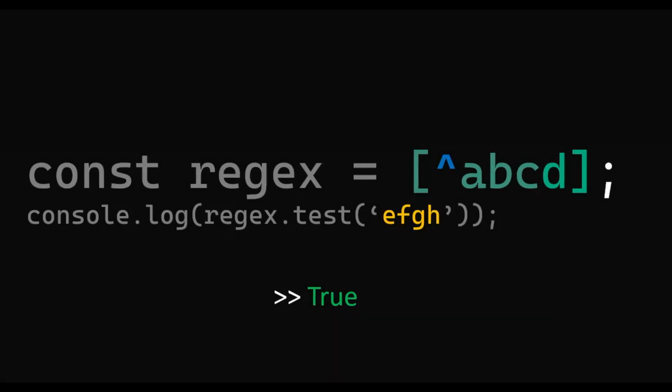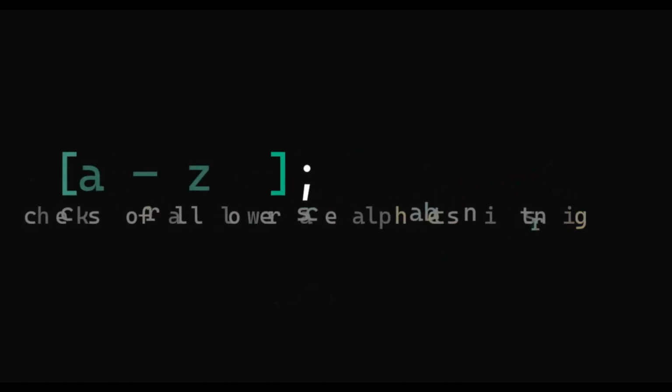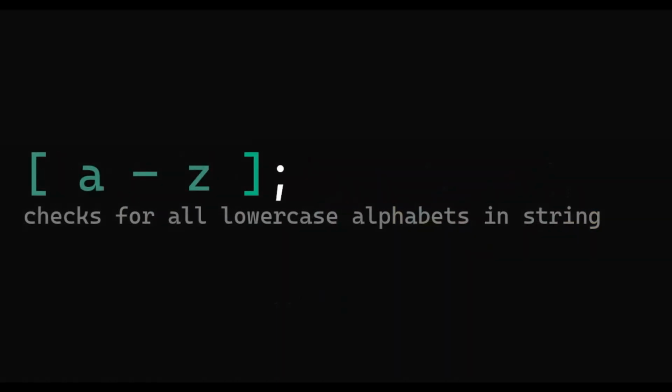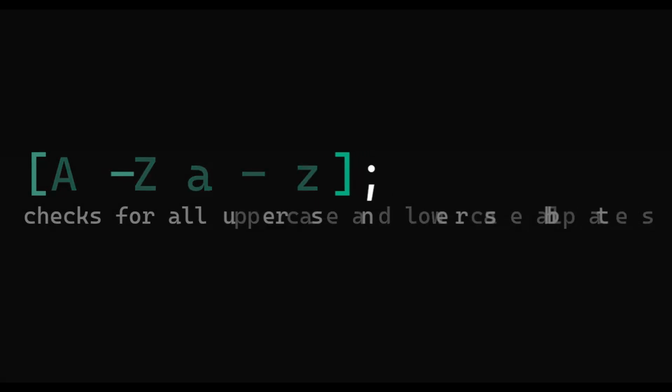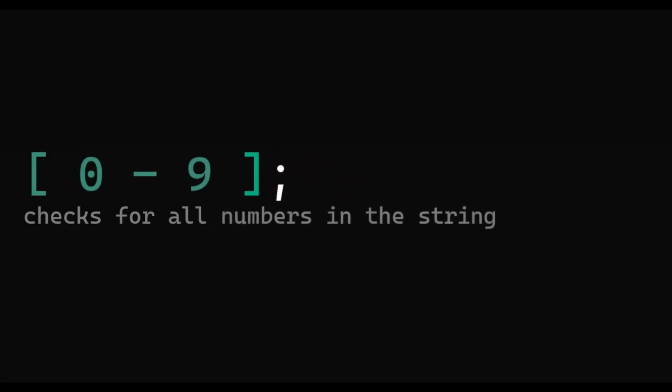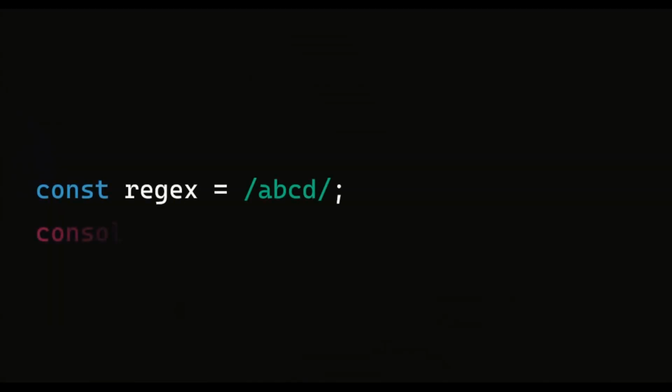We can expand the list of pattern matching further. Small a to z checks for all the lowercase alphabets in a string. Capital A to Z checks for all the uppercase alphabets in a string. Capital A to Z followed by small a to z in one single bracket checks for all the uppercase and lowercase alphabets in a string. And if we write 0 to 9 in third brackets, it checks for all the numbers in the string. That does well for the pattern matching stuff.